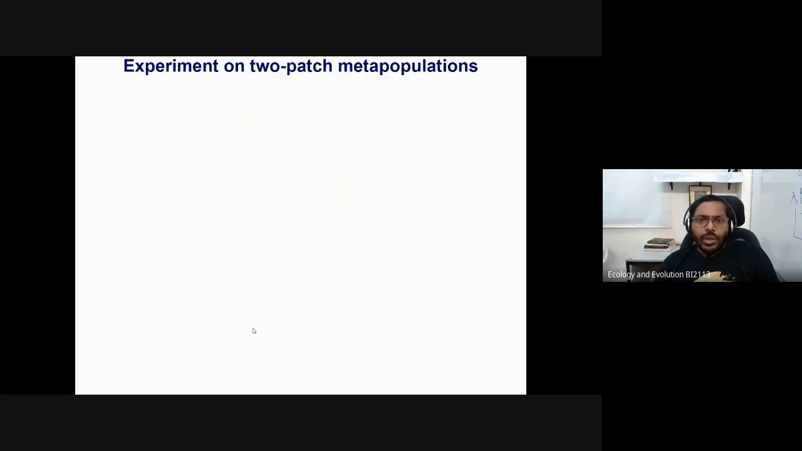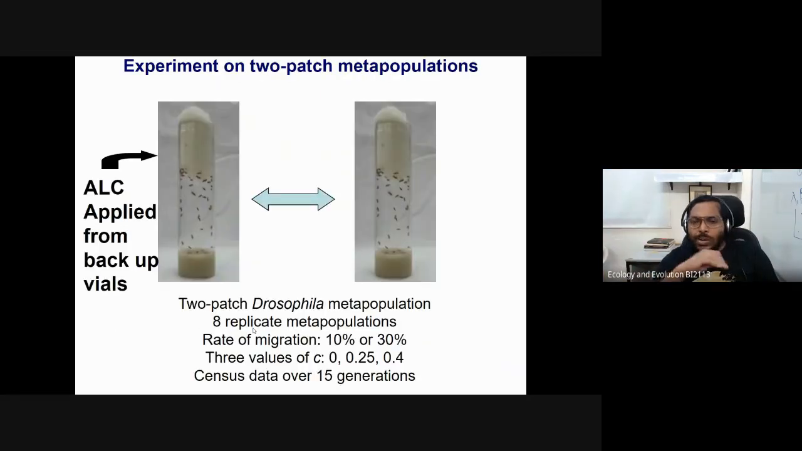So what we did was we had two-patch metapopulations. What that basically means is that we had two vials and we counted the number of flies in each one of them, and each generation we also made the flies migrate, some fraction of flies migrating from here to here and vice versa. So we took two rates of migration, 10% and 30%.